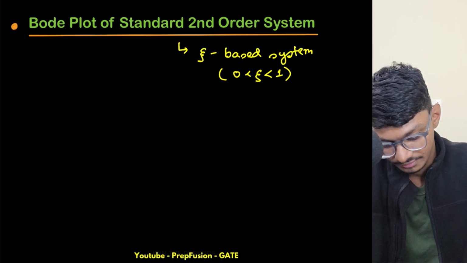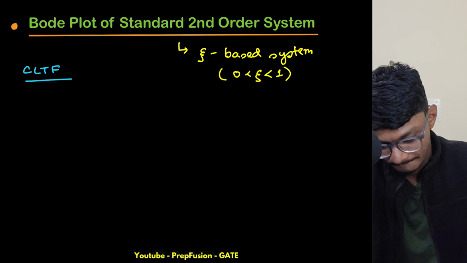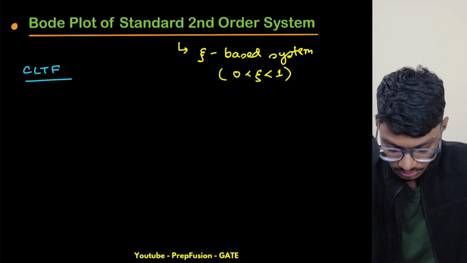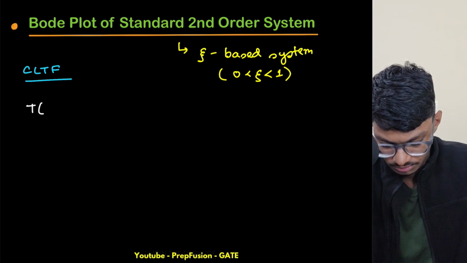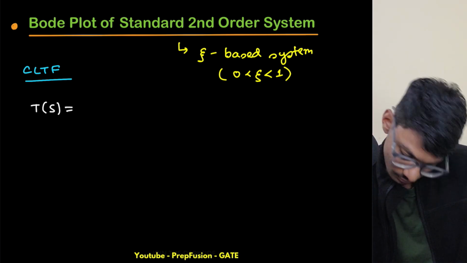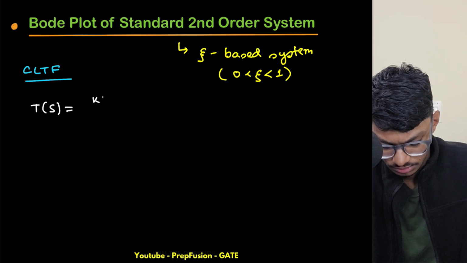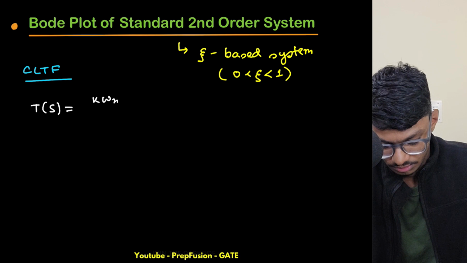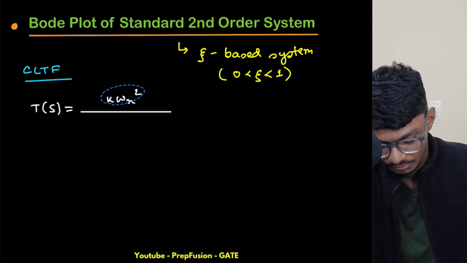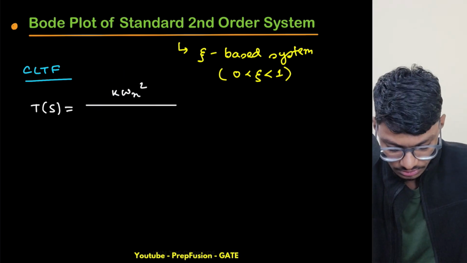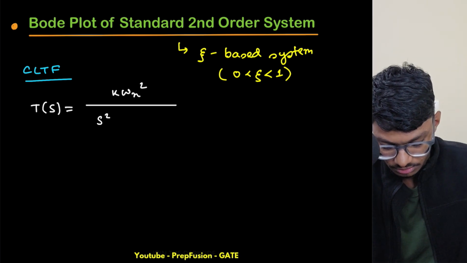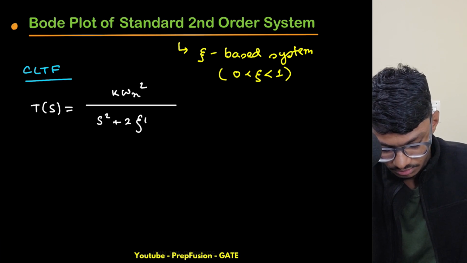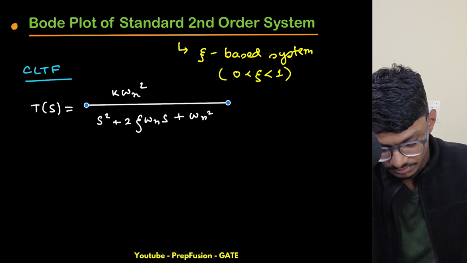So my CLTF is simply T of s equals K omega n square divided by s square plus 2 zeta omega n s plus omega n square. So this is my CLTF.